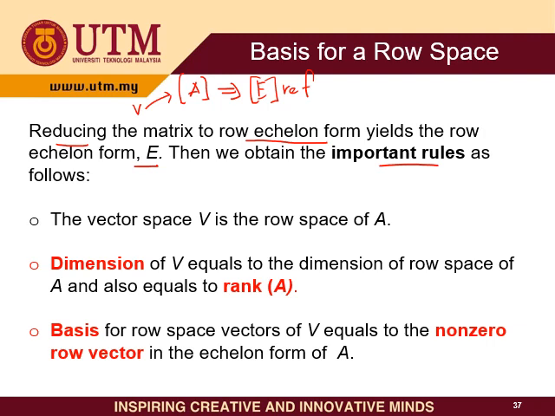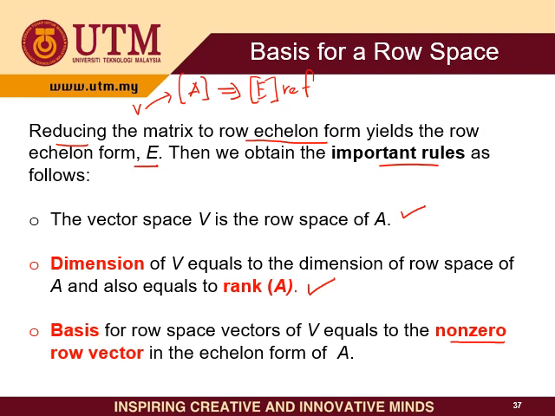from the matrix A. First is vector space V is the row space of A. Okay, so the row space of A is the vector space V. The dimension of V equals the dimension of the row space of A and equals also the rank of A. Alright, the third one, the basis for the row space of V equals the non-zero vectors in the echelon form of A.